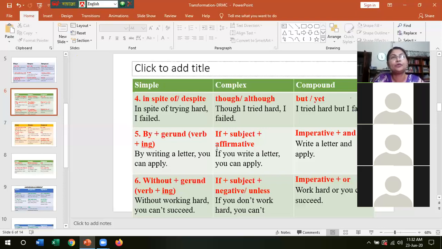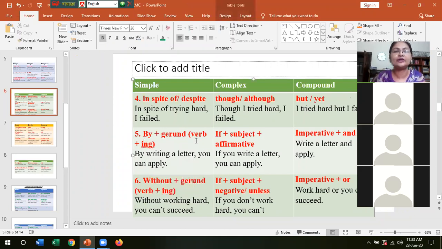But participle: I saw a flying bird. What type of bird? A flying bird. It is verb plus ing, but it is acting here like an adjective. So flying is a participle here. Okay. If there is by plus gerund, that is verb plus ing, I have written in the bracket.